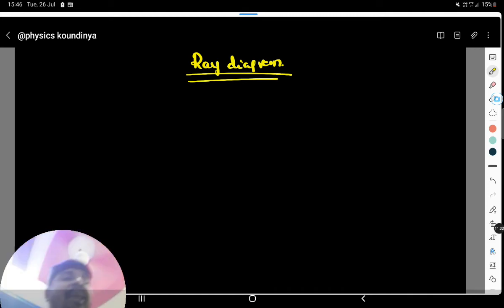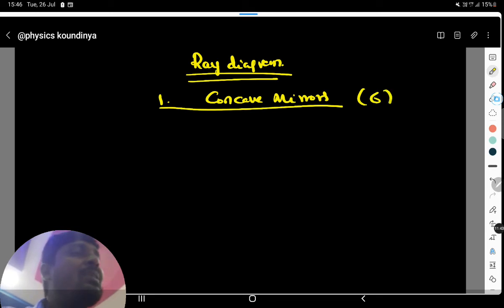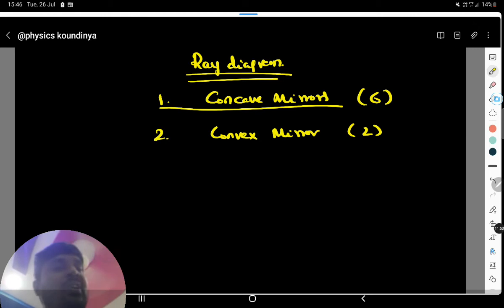So these ray diagrams, for the concave mirrors, we are going to have 6 ray diagrams. That means 6 conditions are there. For the convex mirrors, we are going to have 2 conditions. So first we will discuss about the conditions for the concave mirrors.